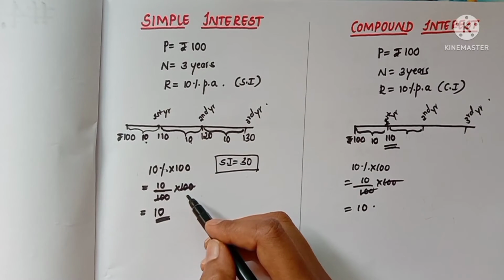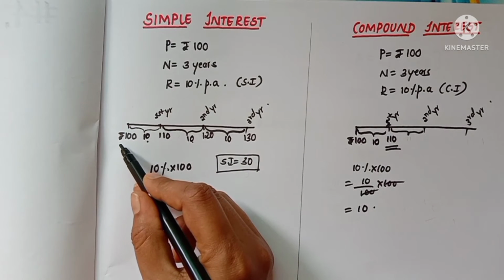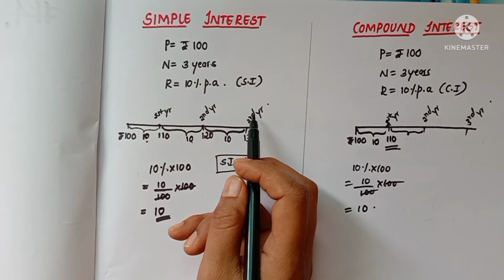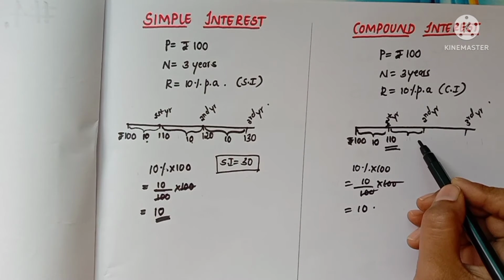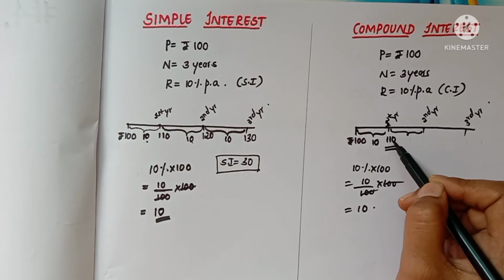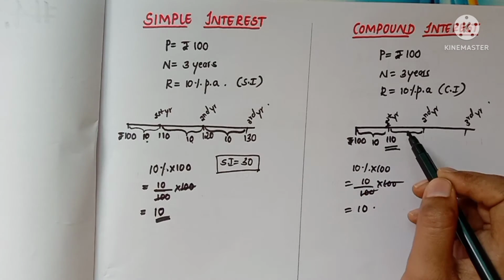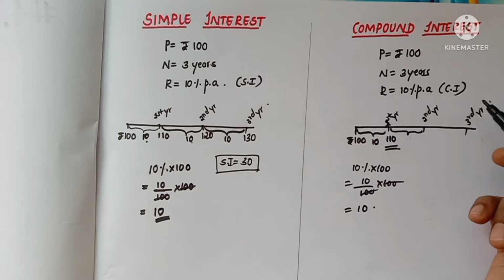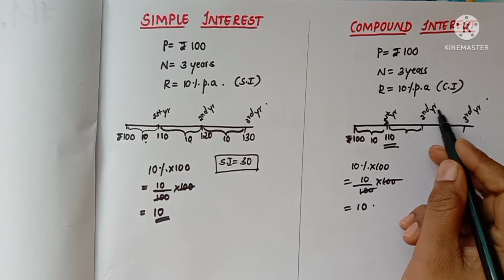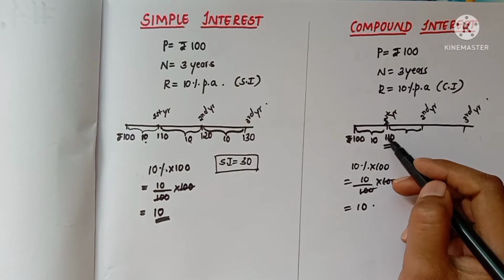Whereas in simple interest, we had calculated the simple interest only on the principal amount for the second year and also for the third year. Whereas in compound interest, we are going to calculate interest on this amount and not on the principal, because it is compound interest. So this first year amount will become the principal for the second year. Therefore, we are going to calculate the compound interest on this amount.